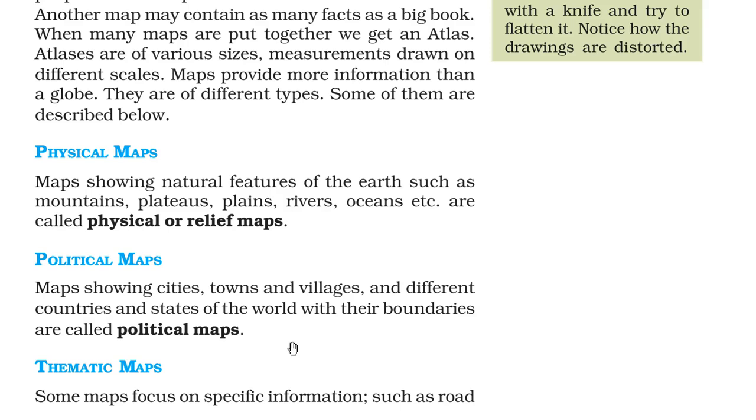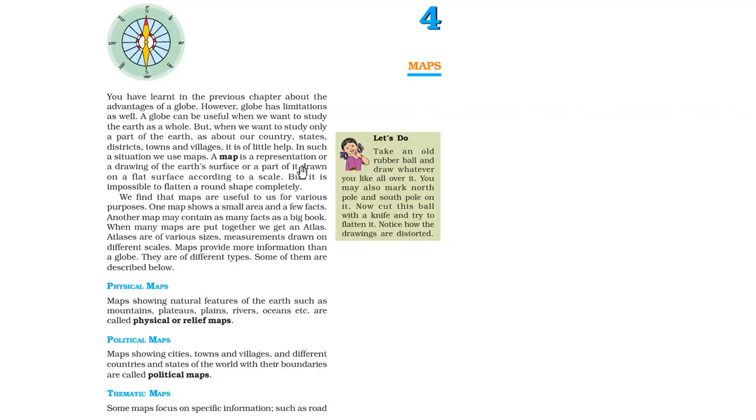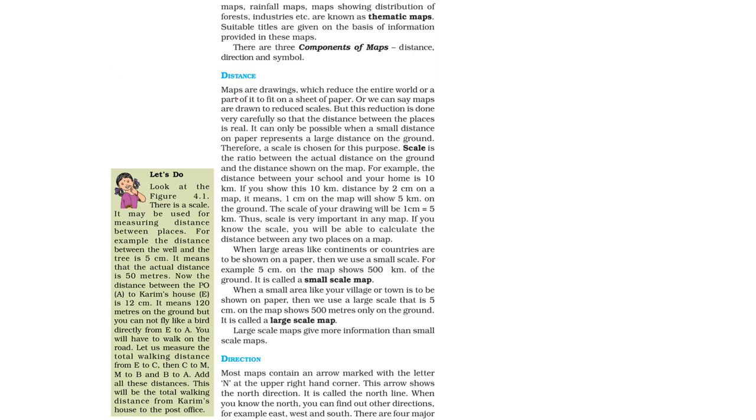Then a map showing a certain theme: thematic maps. Some maps focus on specific information, such as road maps only showing roads, or rainfall maps depicting the rainfall in a particular area. The map showing distribution of forests, industries. These are known as thematic maps because they are based on certain themes. So suitable titles are given on the basis of information provided in these maps.